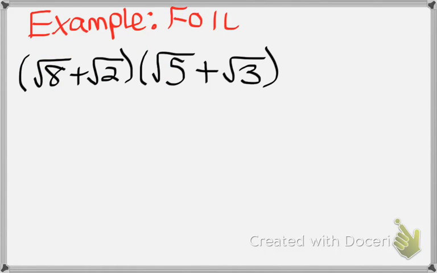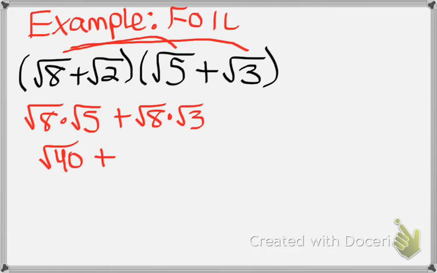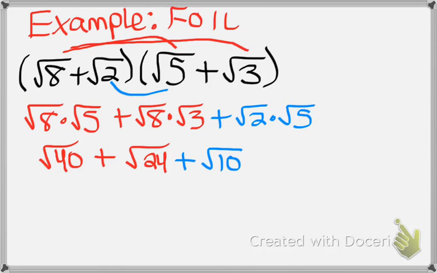So let's be neat, let's be careful and show our work, and let's see what we get. All right, so square root of 8 times square root of 5, that's square root of 40. We'll look into seeing if that simplifies later, but for now we're just doing the multiplying step. Now I'll do the other one. Square root of 8 times square root of 3, and that's going to be the square root of 24. Now don't forget the other combination. Square root of 2 times square root of 5, that's square root of 10. And then square root of 2 times square root of 3, that's square root of 6.